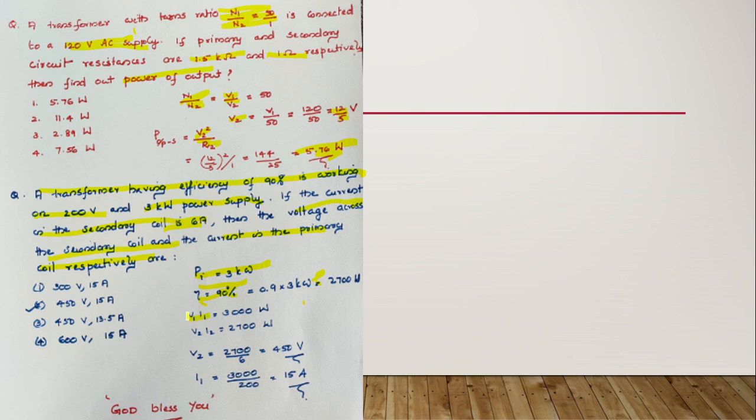We know the input power as V1 I1 and the output as V2 I2. So from that, at first V2 we can easily find as 2700 by the 6 ampere, the secondary current given, and the input primary current as 3000 divided by 200, which is equal to 15 ampere.